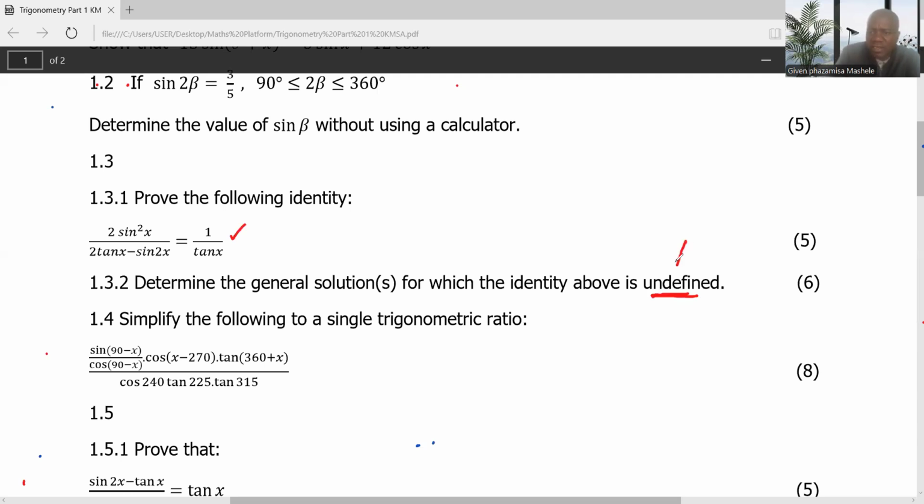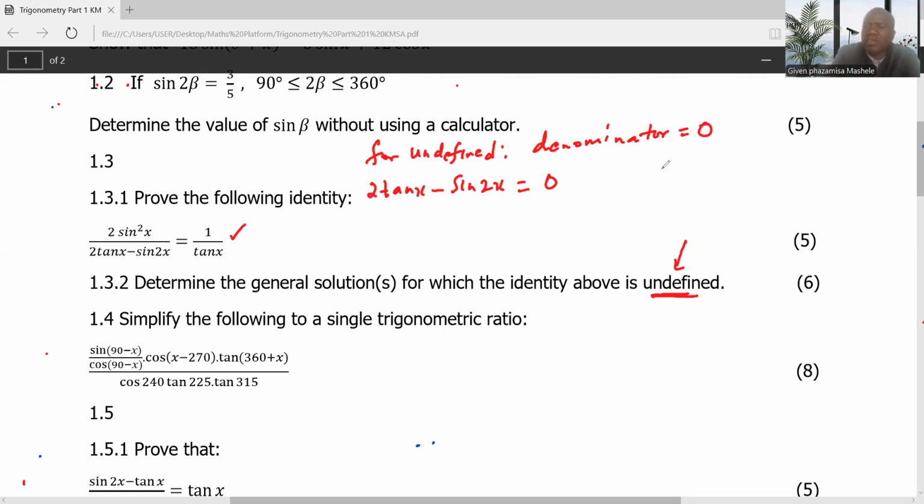I think I've said this last time: for the expression to be undefined, the denominator should be equal to 0, because any number divided by 0 is undefined. And what is our denominator there? Our denominator is 2 tan x minus sine 2x equals 0. Or another denominator is tan x equals 0.